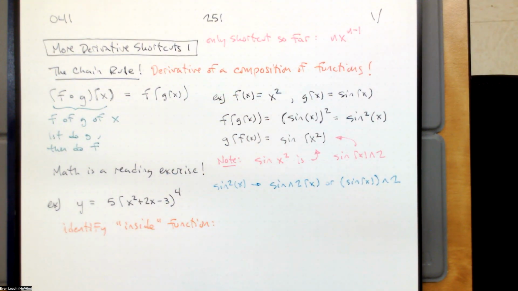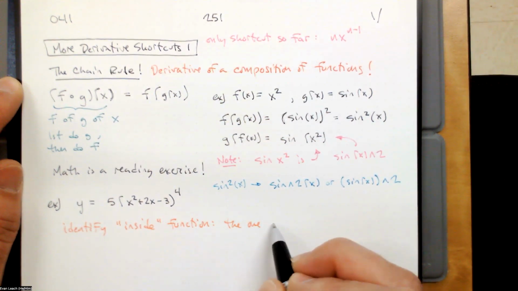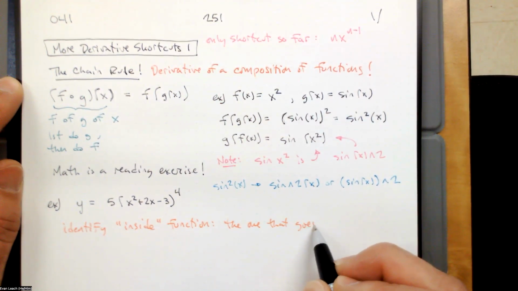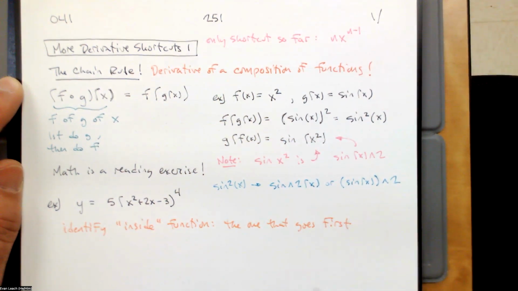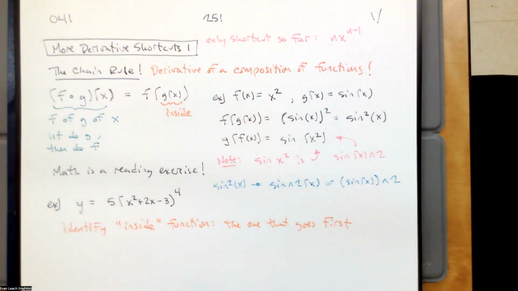The inside function is the one that would happen first in the order of operations. So in our description, g of x is the inside function. It's the one that goes first. And then we want to identify the outside function. This is the one that gets applied to the inside function.